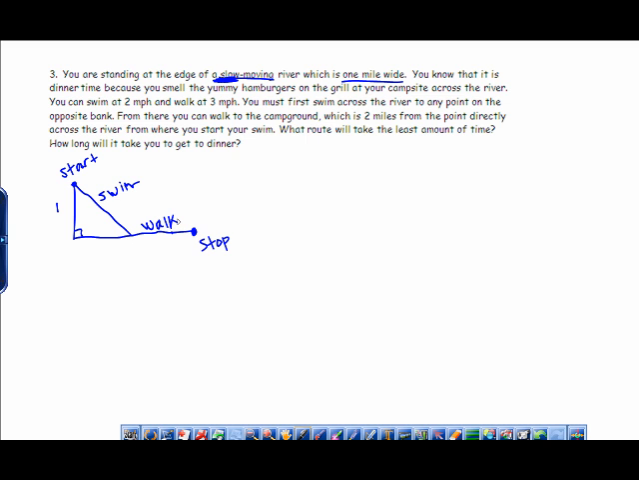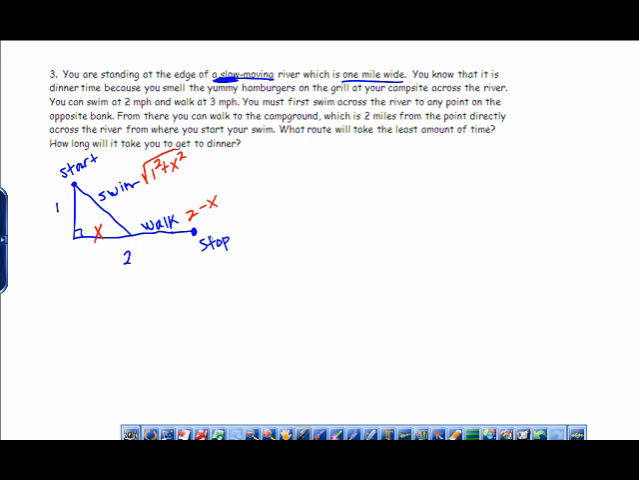Okay, it says that this point right here says you can walk to the campground, which is 2 miles from the point directly across the river from where you start your swim. So again, hopefully by now you understand where to put your x. It really just makes sense to put your x there. So then your swimming is going to be the square root of 1 squared plus x squared. And your walking distance is going to be 2 minus x. All right, it's not about memorizing this, but if it makes sense, then it'll stay with you. Not just the next week, but years to come.